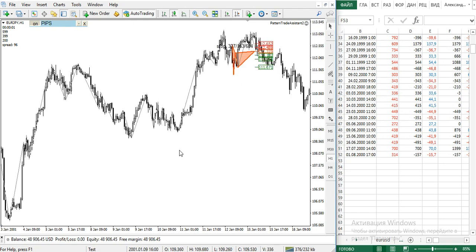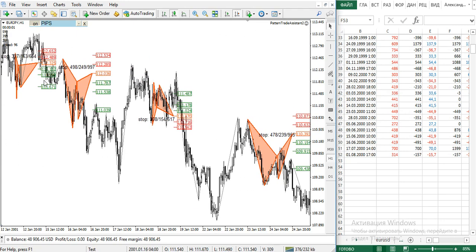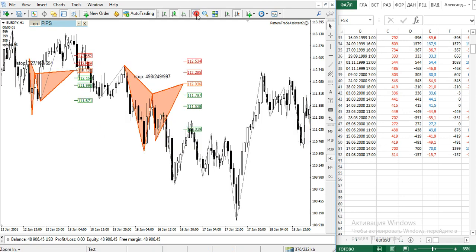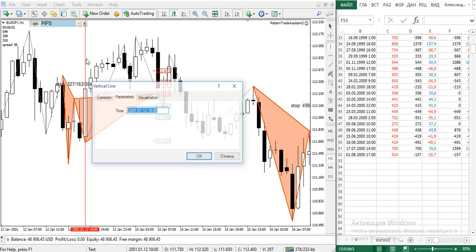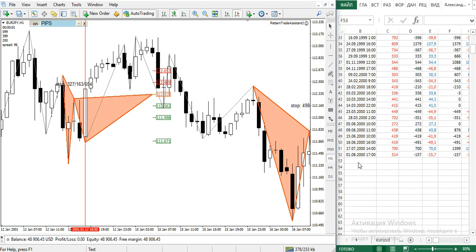Didn't complete. This one is an obvious loser. It completed on this candle and went to the upside without stop. Minus 327, and we have minus 327 and minus 327.